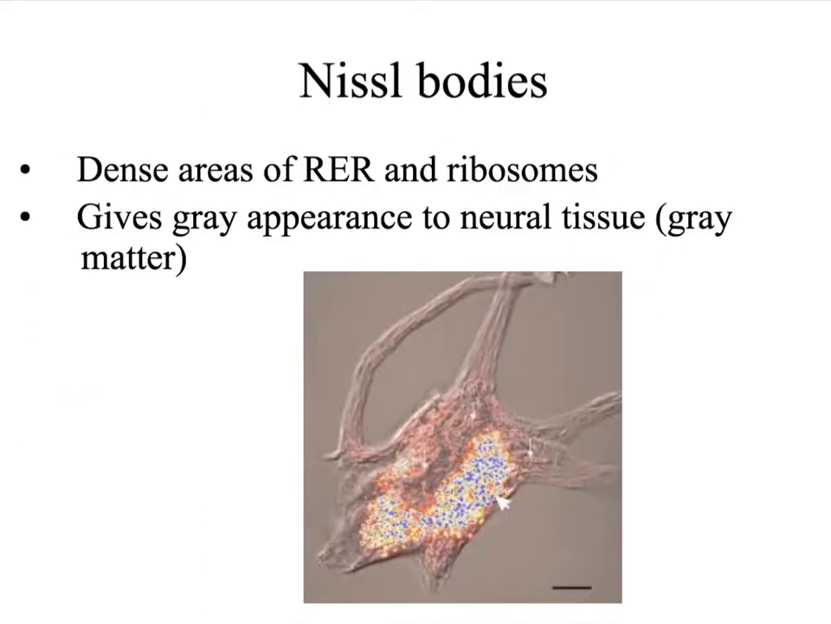Something else that's unique to neurons is the presence of something referred to as Nissl bodies. Nissl bodies are clumps of rough endoplasmic reticulum and ribosomes, and they are found in the soma of the neuron. These are very distinctive, and they cause the nerve cell bodies to have a gray appearance. For this reason, nerve tissue that has nerve cell bodies in there, for example, the cortex of the brain or the inside part of the spinal cord, is going to have a gray appearance and is referred to as gray matter.